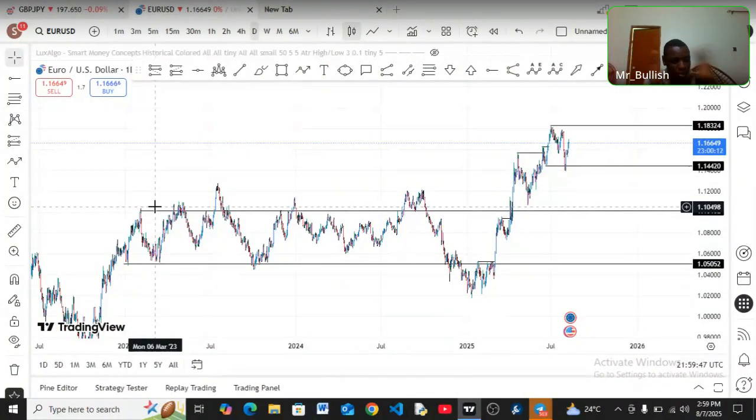Then for your uptrend and your downtrend, mark out your internal market structure. Is that clear? Can we do it? Response please. Can we map out our internal market structure? Can we do it? Okay.